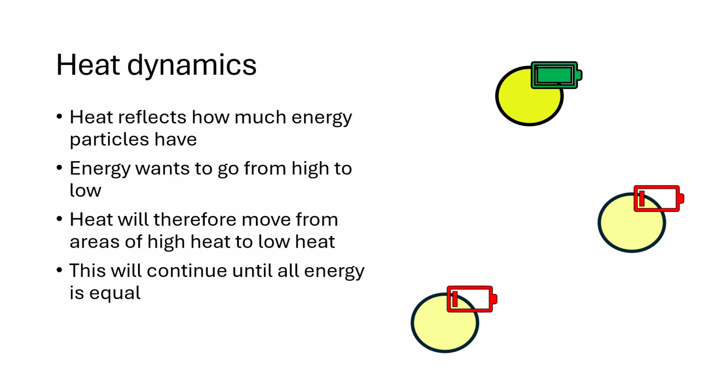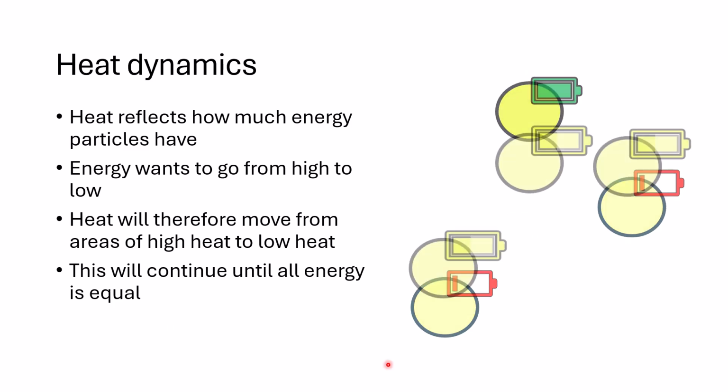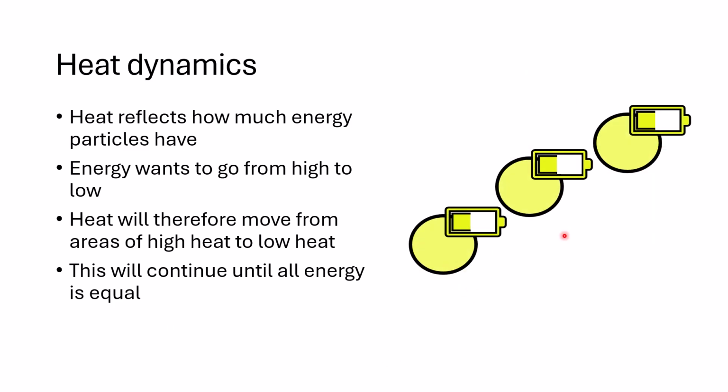Heat dynamics, everyone's favorite. Heat, as a reminder, is just a reflection of how much energy particles have. And energy wants to go from high to low. Therefore, heat is going to go from high to low. So basically, this is what drives all thermodynamics. Here we can see we've got two low energy particles and one high energy particle. Remember these? These are going to be used later on to demonstrate. So as time goes on, they're going to come together and meet, and you're going to end up with three moderate energy particles because they're going to try and reach equilibrium.